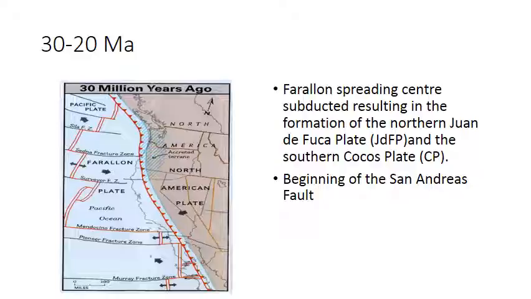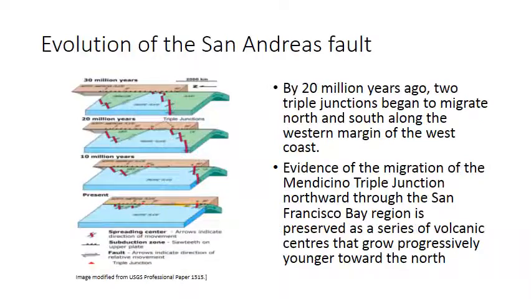From 30 to 20 million years, the Farallon plate is the plate that's subducting under North America. The spreading center between the Pacific and the Farallon subducted beneath the North American plate, and this resulted in the formation of the Juan de Fuca and the Southern Cocos plate. It was also the very beginning of the San Andreas fault as well, and I'll go into a little bit more detail on the next slide.